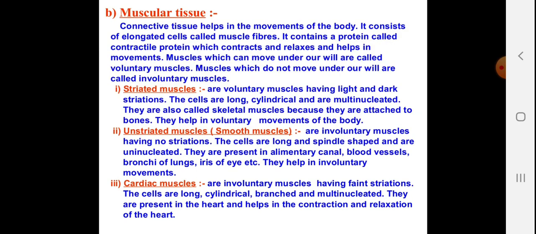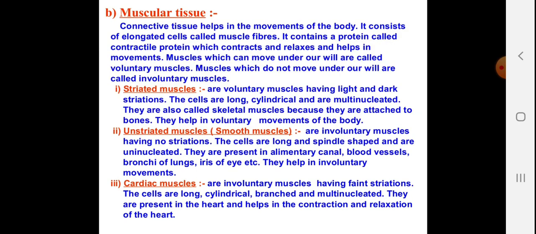Unstriated muscles, smooth muscles, are involuntary muscles. Now remember, striated muscles are voluntary, smooth muscles or the unstriated muscles are involuntary muscles having no striations. The cells are long, spindle shaped, like sharp nails, and are uninucleated. That means a single nucleus you will find there. They are present in the alimentary canal, that is the digestive system, blood vessels, bronchi of lungs, iris of our eyes, and they help in the involuntary movements.